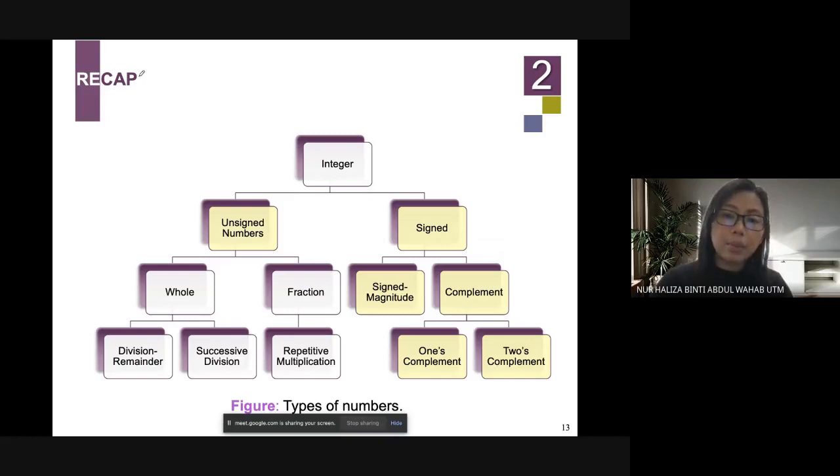This is the type of numbering flow diagram. You can see that there is sign magnitude and complement. This one you already looked into in your DL subject.